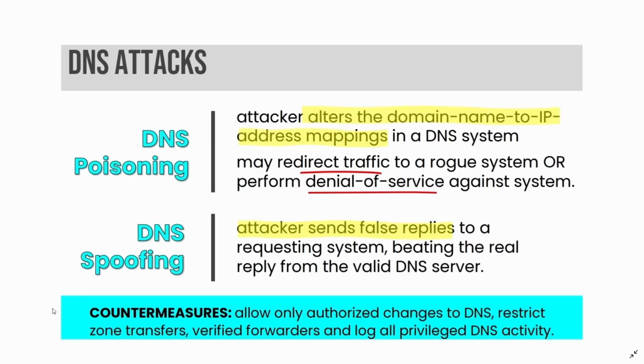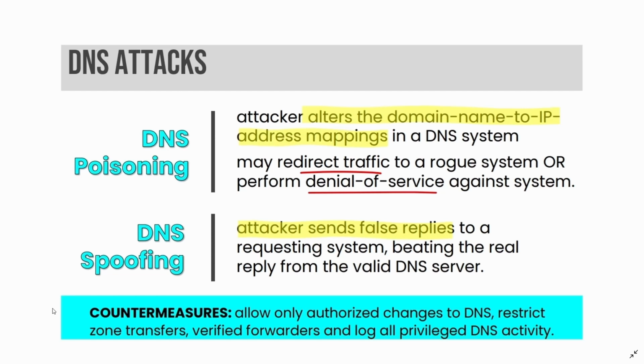Some other types of network attacks are DNS attacks. DNS attacks include DNS poisoning and DNS spoofing. DNS poisoning is when an attacker alters the domain name to IP address mappings in a DNS system. They may redirect traffic to a rogue system or perform denial of service against that system.